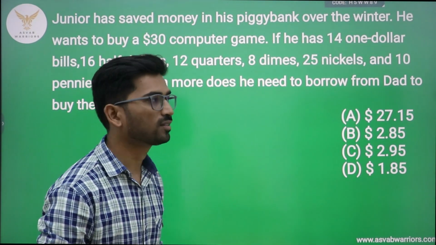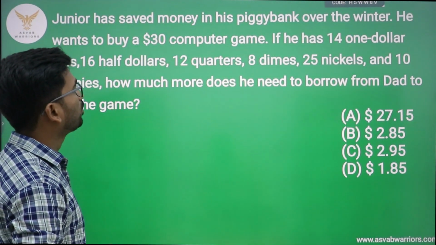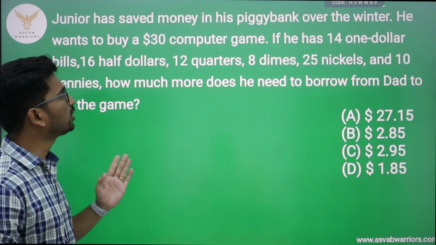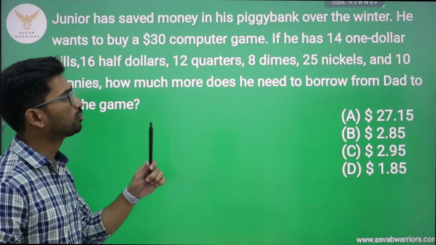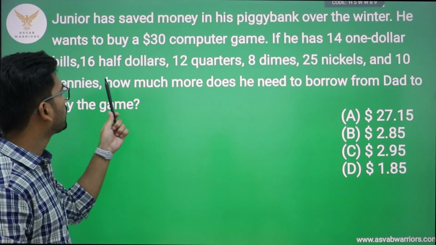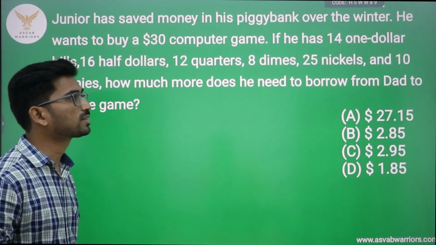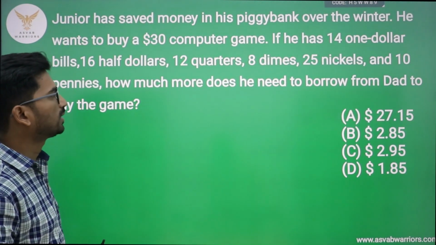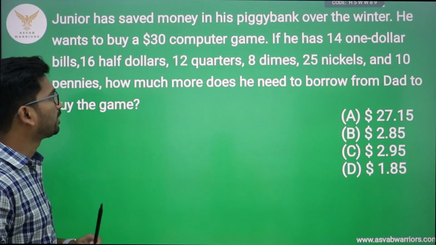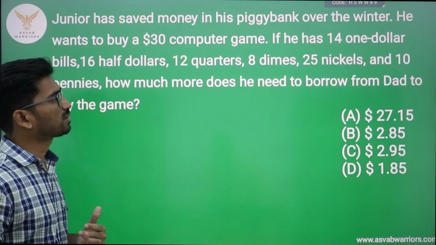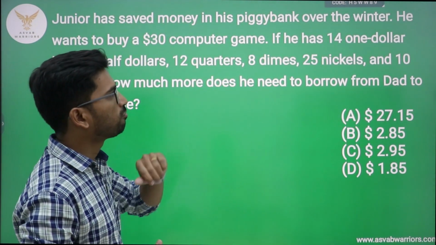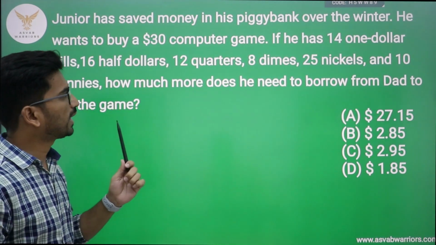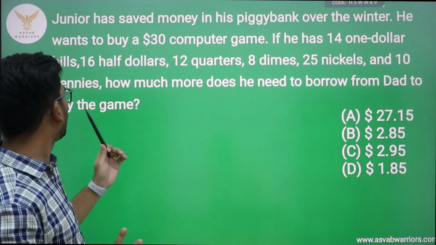Our next question says, Junior has saved money in his piggy bank over the winter. He wants to buy a $30 computer game. If he has 14 $1 bills, 16 half-dollar bills, 12 quarters, 8 dimes, 25 nickels and 10 pennies, how much more does he need to borrow from dad to buy the game? Now, Junior has a piggy bank in which he has 14 $1 bills, 16 half-dollar bills, 12 quarters, 8 dimes, 25 nickels and 10 pennies.